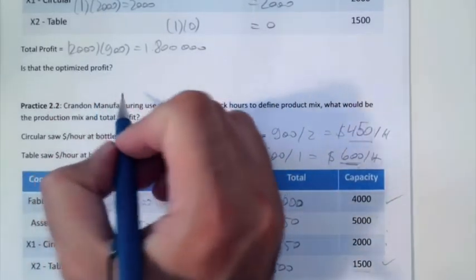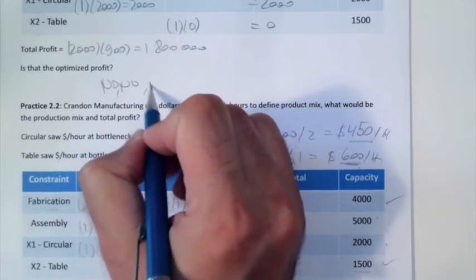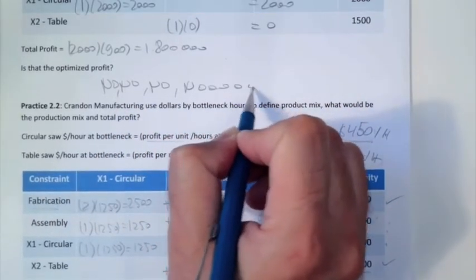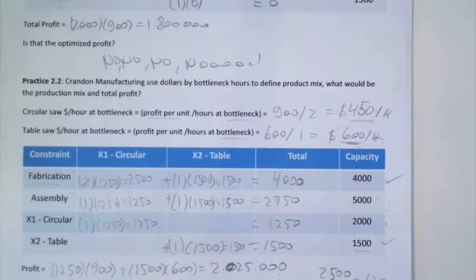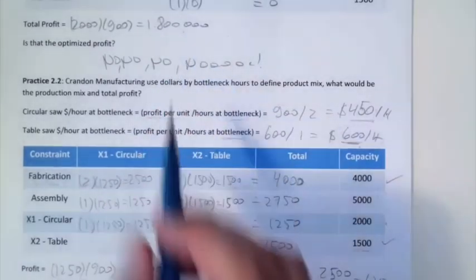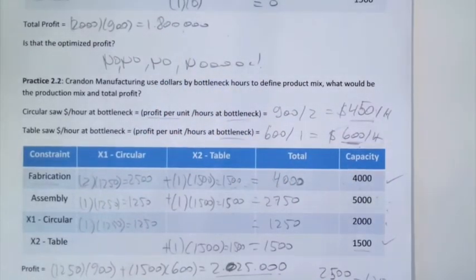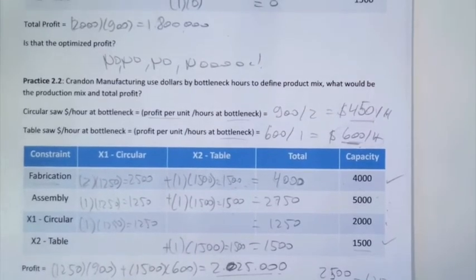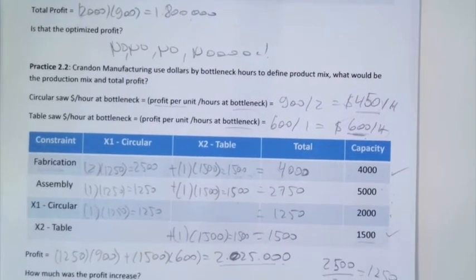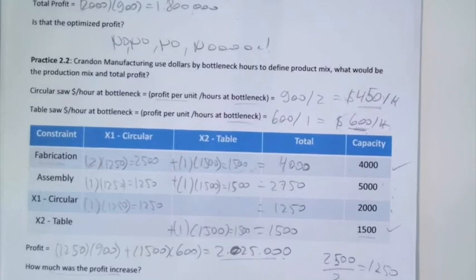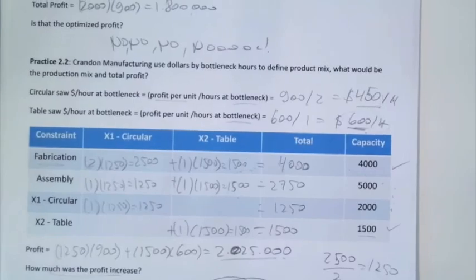So is that to optimize the profit? No, no, no, no. Okay. How much profit did we increase by doing this? Well, we had this much, now we have this much, so we increased 2,025,000 minus 1,800,000, $225,000, right? Not bad, not bad. If you divide this by this, you're going to get about 12.5% increase, right? Which is a huge number.